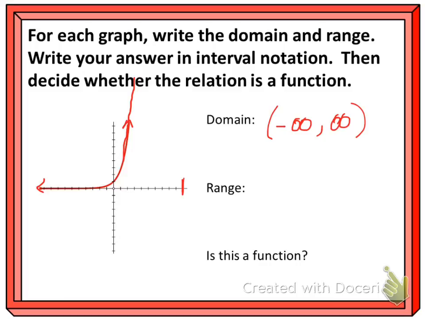For the range, okay, from bottom to top. Now notice, on the range, this part of the graph right here is not actually crossing the x-axis. Let me switch colors here. Make it green. Here we go.